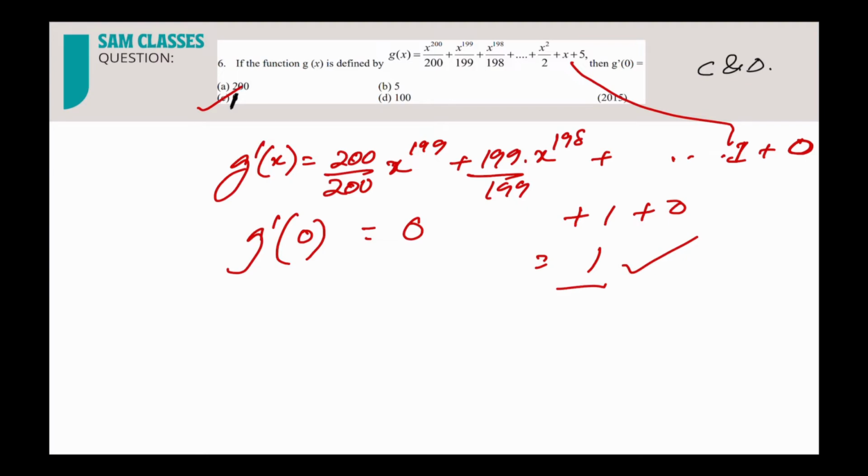So nothing is there, student, in this question. Nothing is there to be scared about or to become very intimidated by seeing the question. So nothing about that.